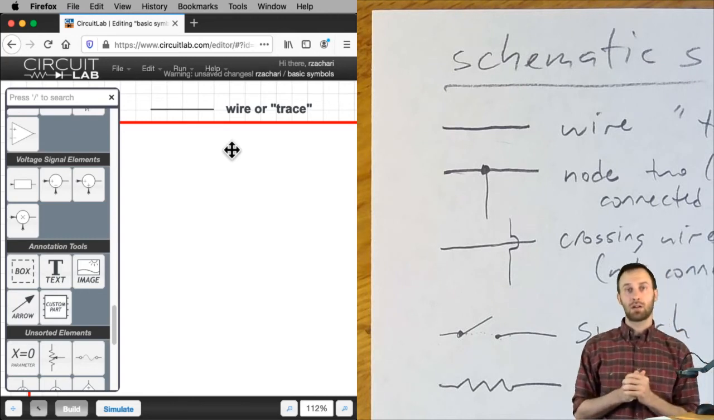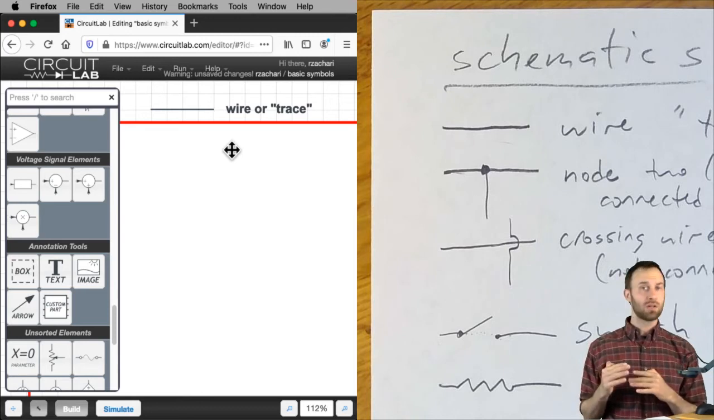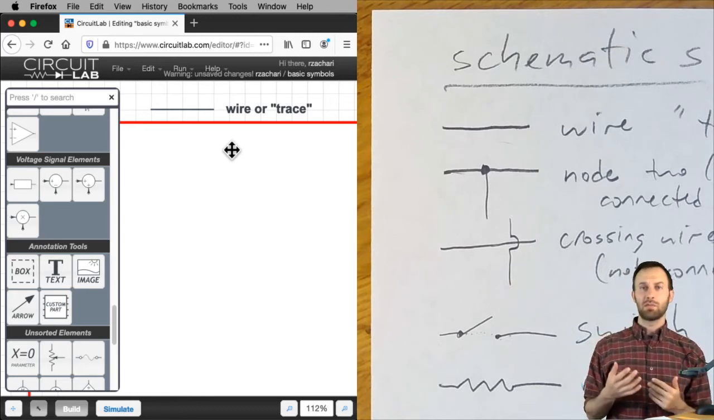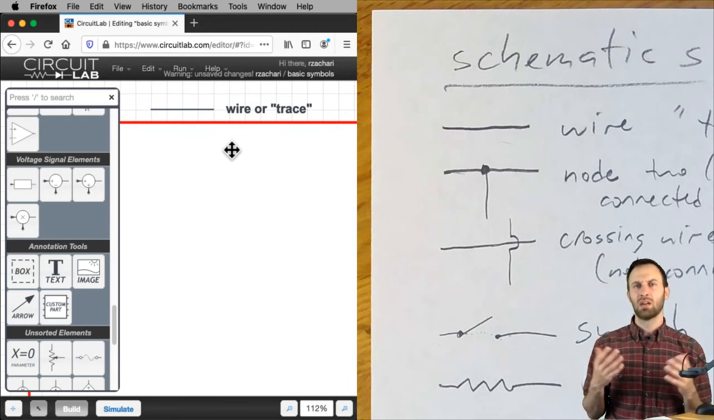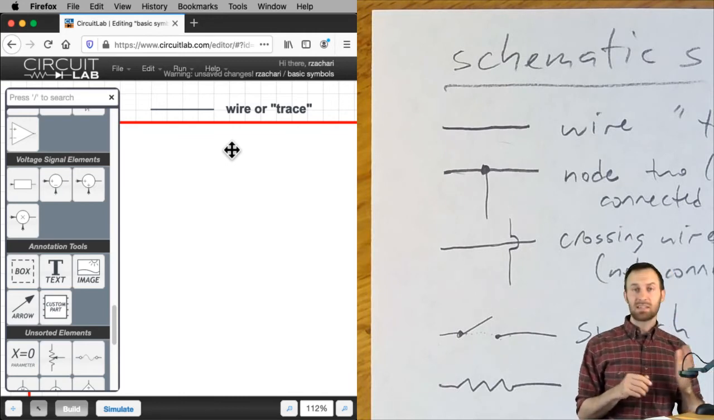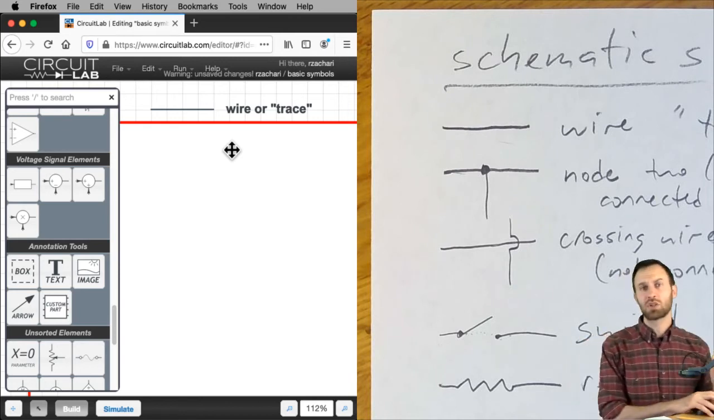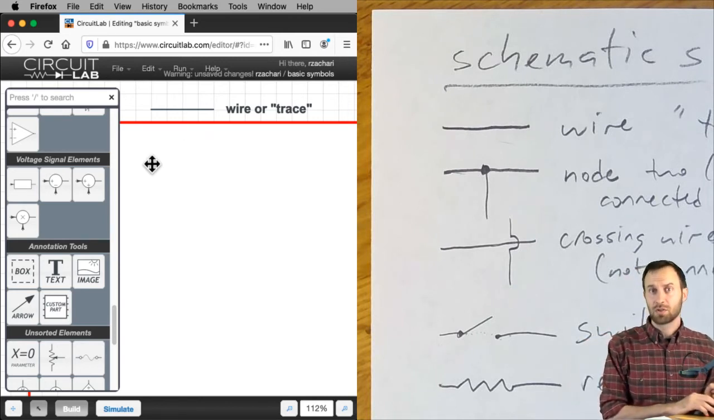If you're not a student at Carnegie Mellon, you might have access through another institution, or they have a paid model. You can pay them some dollars. If you want to use the free version, I think they prevent you from saving the circuits or something like that. And it's actually a very useful piece of software. It allows you to simulate circuits and do all sorts of things. But I just want to show you in this moment what the symbols look like there.